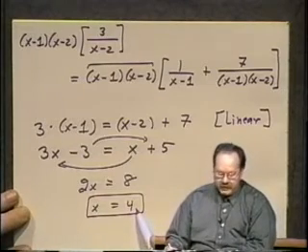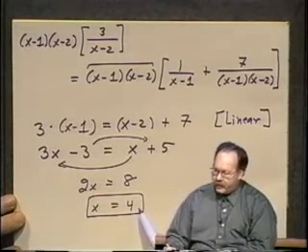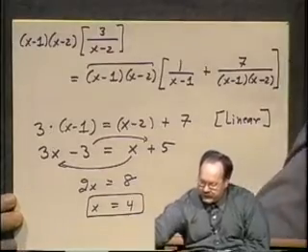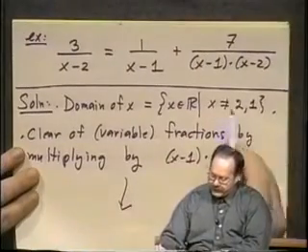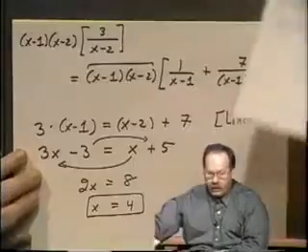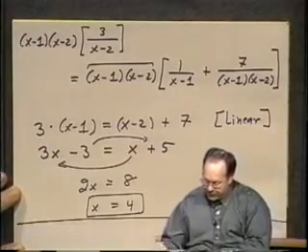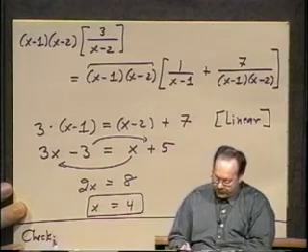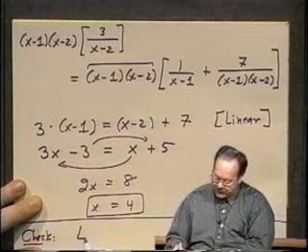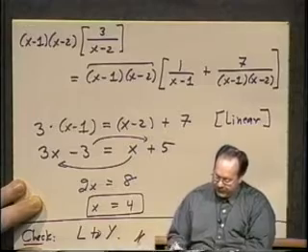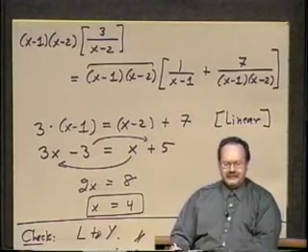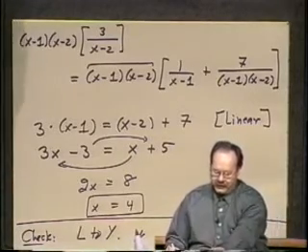This is not one of the numbers that we omitted in our domain. Remember, we said the domain consisted of x not equal to 2 or 1. 4 is certainly not 2 or 1, so that is indeed a legitimate solution. And now I'm reaching the point where I'm going to leave the check to you. So I'll say left to you, abbreviating as L to Y. So I'm leaving the check left to you in this problem.